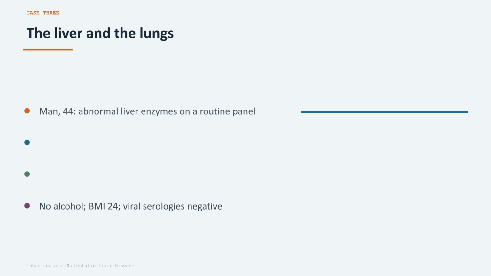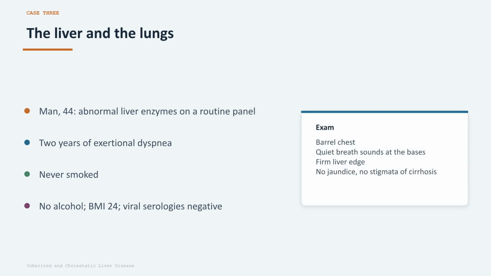Our third patient is a 44-year-old man. His liver enzymes came back abnormal on a routine panel. He also mentions 2 years of breathlessness when he exerts himself. He has never smoked. He does not drink. His body mass index is 24, and his viral serologies are negative. On exam, his chest is barrel-shaped, and his breath sounds are quiet at the bases. His liver edge is firm. He is not jaundiced, and he has no stigmata of chronic liver disease.